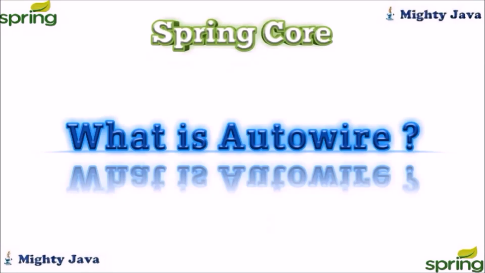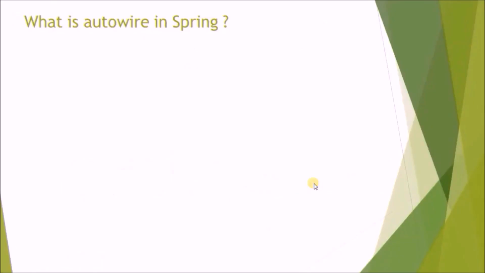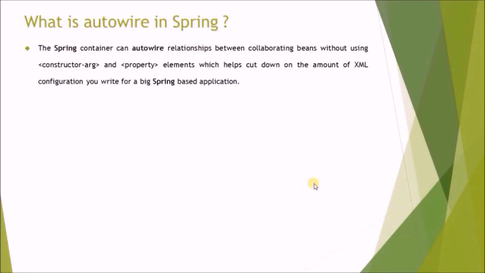In this video, we will see what is Autowire. What is an Autowire in Spring? The Spring container can auto-wire relationships between collaborating beans without using constructor-arg and property elements, which helps cut down on the amount of XML configuration you write for a big Spring-based application.